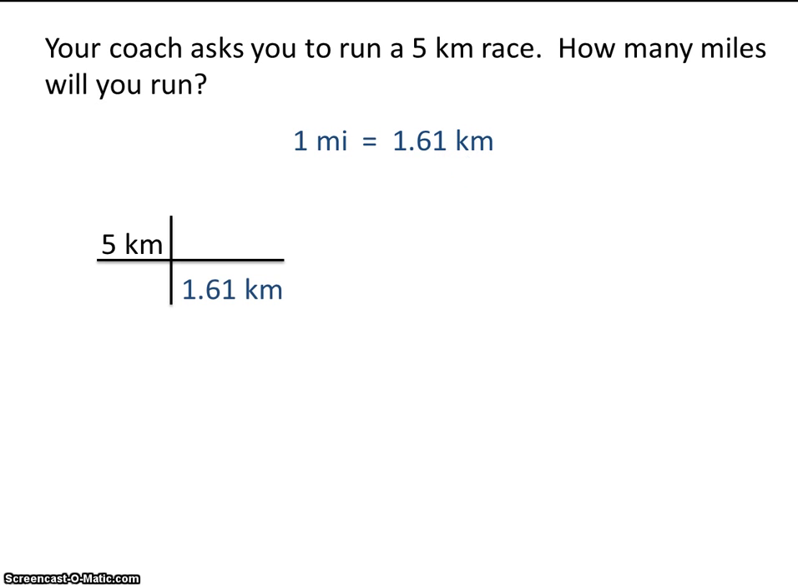Same rules apply. Whatever unit is in the numerator, if that same unit appears in the denominator, then it will cancel out. So in your calculator, do 5 divided by 1.61. That will leave you with an answer with 1 sig fig, and the answer is 3 miles. So once again, it's the same rules that we used before. The only difference is our conversion factors now are not within the metric system, but are going between the English system and the metric system.